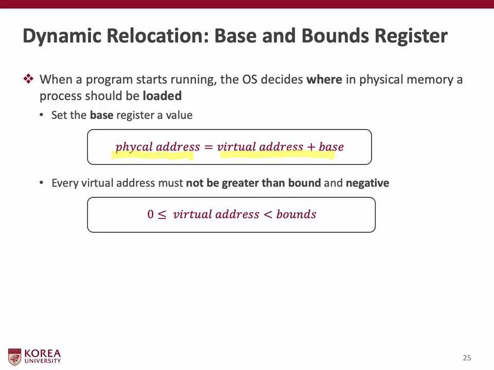The valid address must satisfy this condition. That is, the valid virtual address must be between 0 and the value of the bounds register. If this condition is not satisfied, then that means the address is invalid, so the MMU will raise the exception.